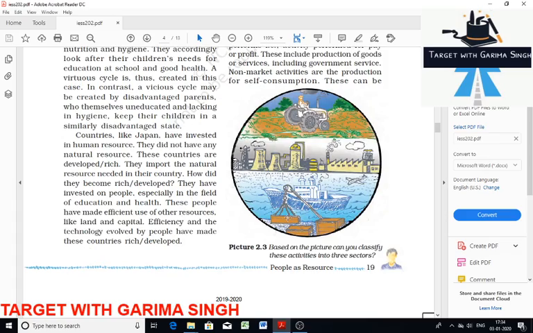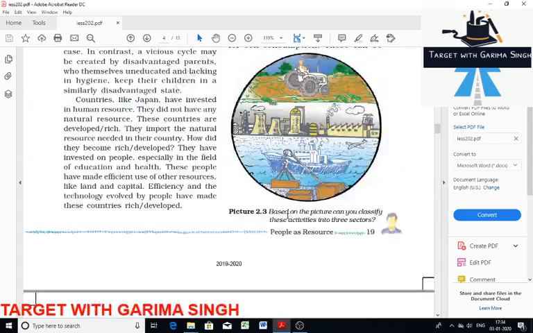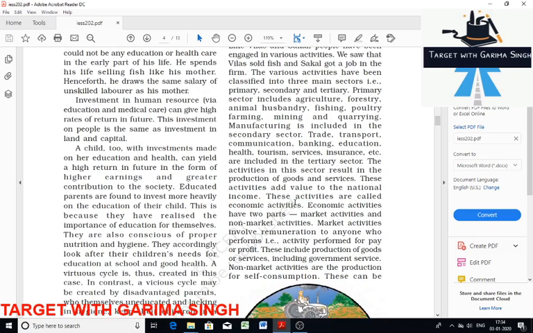Now we will discuss market activity and non-market activity. Economic activities are called market activities, and non-market activities are production for self-consumption. So we have discussed economic activity. Now we will discuss non-economic activities. Non-economic activities are those not undertaken for any monetary gain. These are also called unpaid activities. Examples are people doing puja path, housekeeping, helping the poor or disabled, etc.